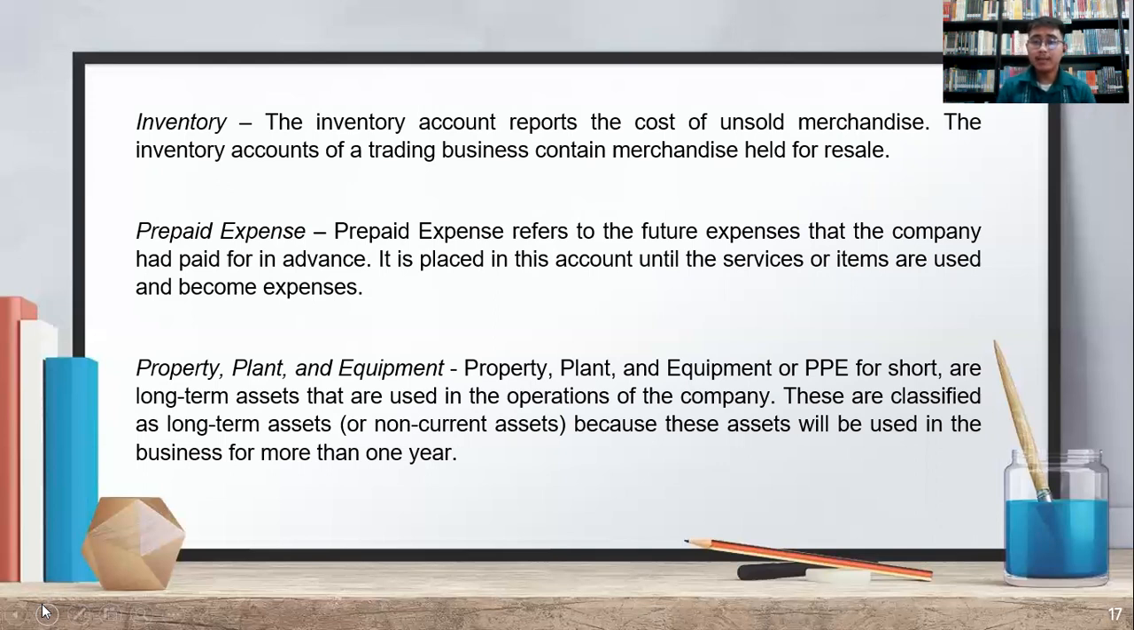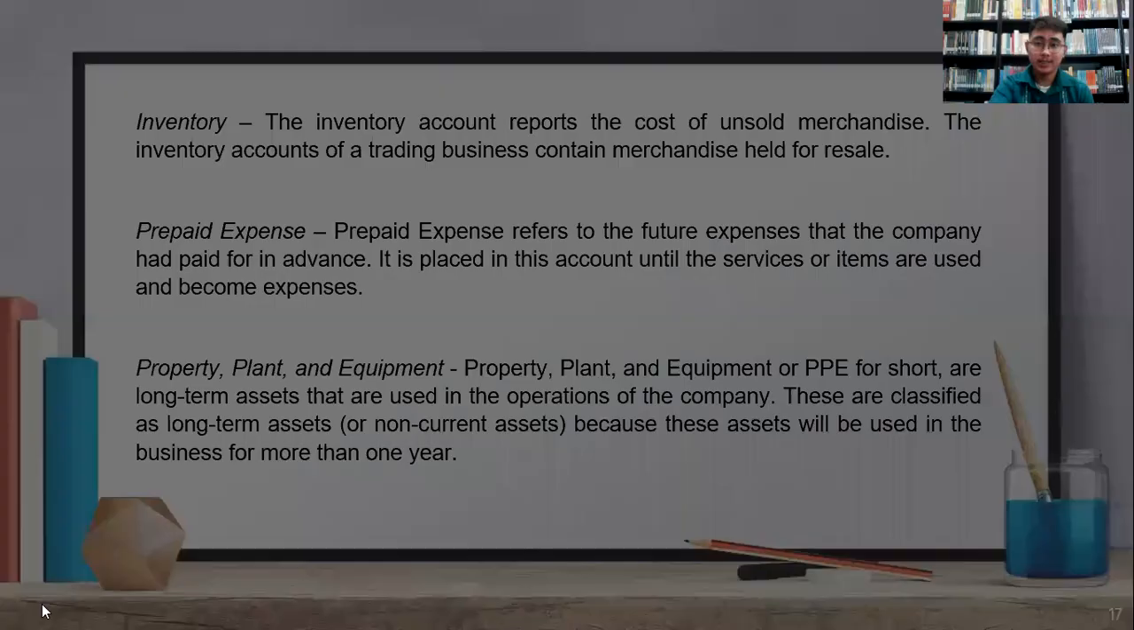Okay? We also have the property, plant, and equipment. So the property, plant, and equipment, or the PPE for short, are the long-term assets that are used in the operation of the company. So tandaan po, ito po yung mga long-term assets natin, and these are the plant, property, equipment that can be used to operate the company more than a year. So these are classified as a long-term asset or non-current assets because these assets will be used in the business for more than 1 year.